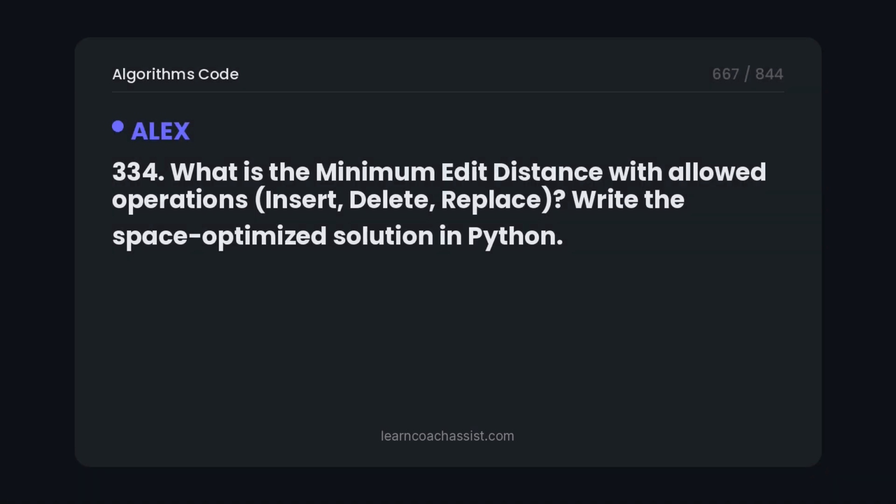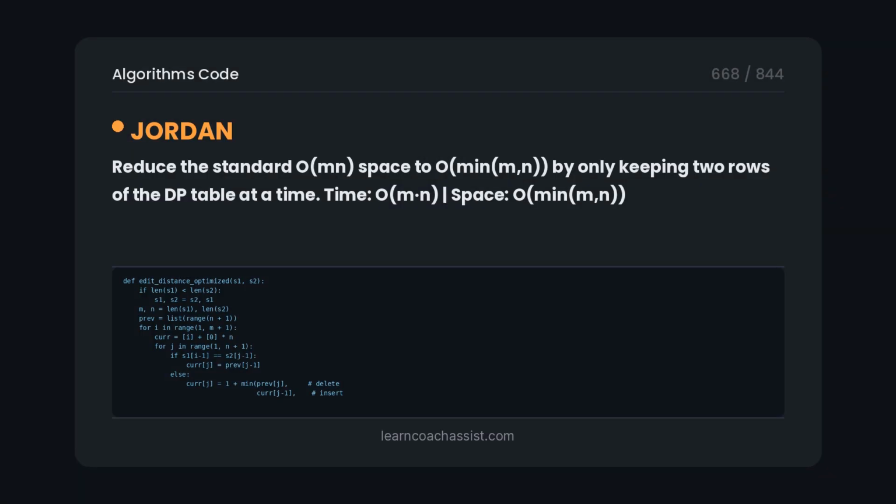334. What is the minimum edit distance with allowed operations insert, delete, replace? Write the space-optimized solution in Python. Reduce the standard O(mn) space to O(min(m,n)) by only keeping 2 rows of the DP table at a time. Time O(mn), space O(min(m,n)).